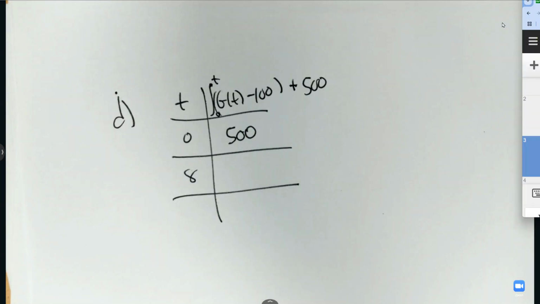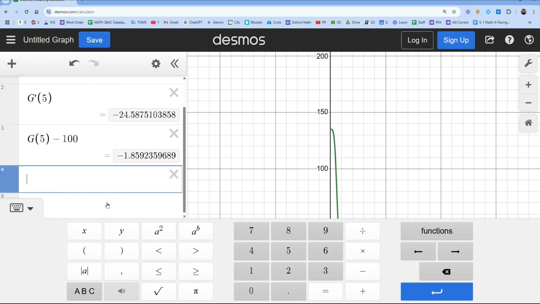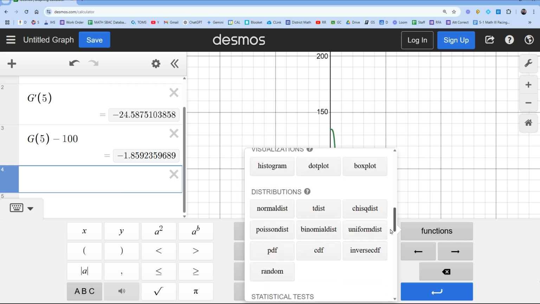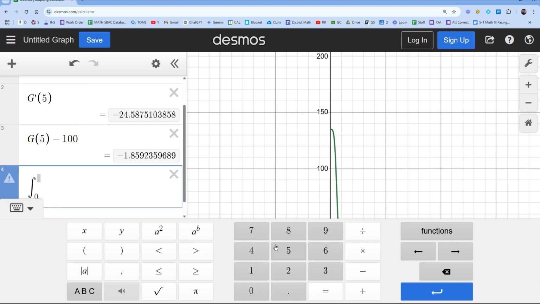So I'm going to go to my Desmos, and I'm just going to plug in 8. So that means I'm going to integrate from 0 to 8. And it'll give me the answer, which is 25.551. That's how much gravel there is at that time.